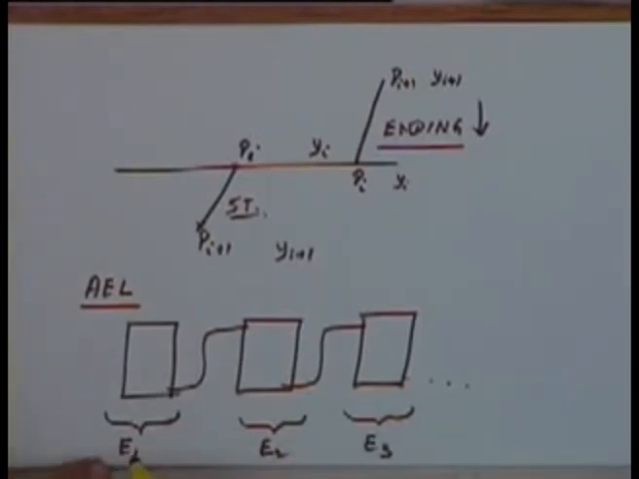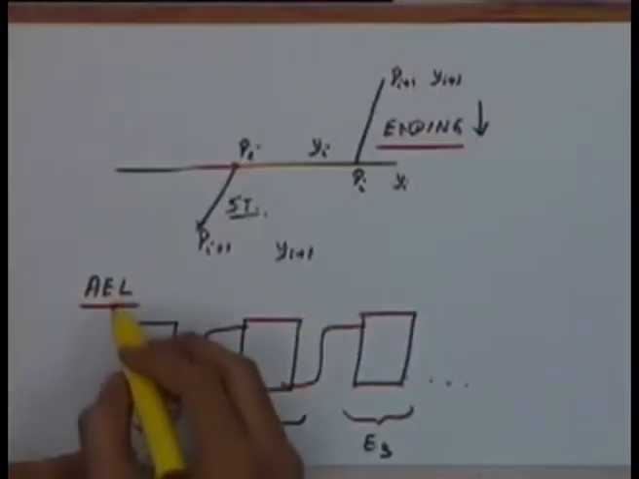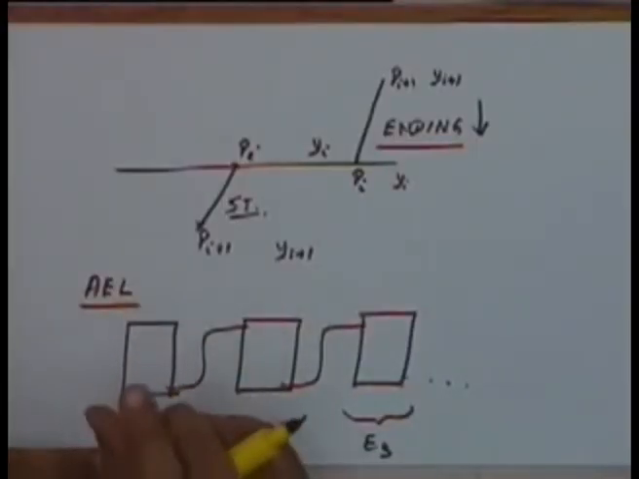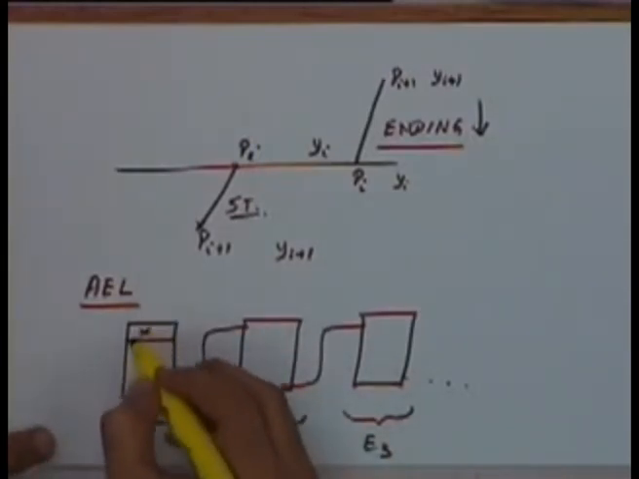We said for each edge we need to know the x intersection at that particular scan line. We also need to know the slope of the edge. So this entry in the active edge list needs to contain some information. The first information would be the x intersection.